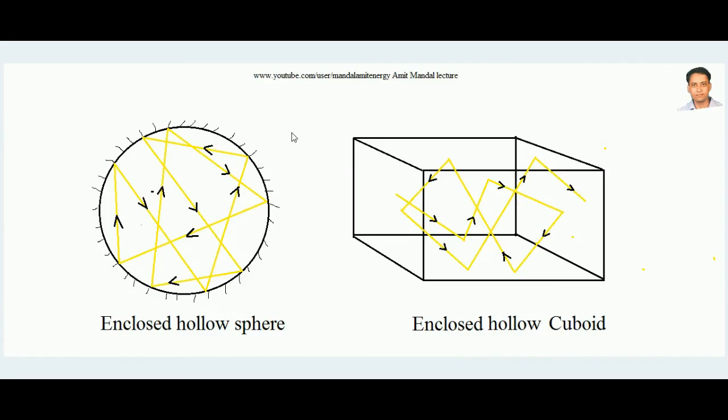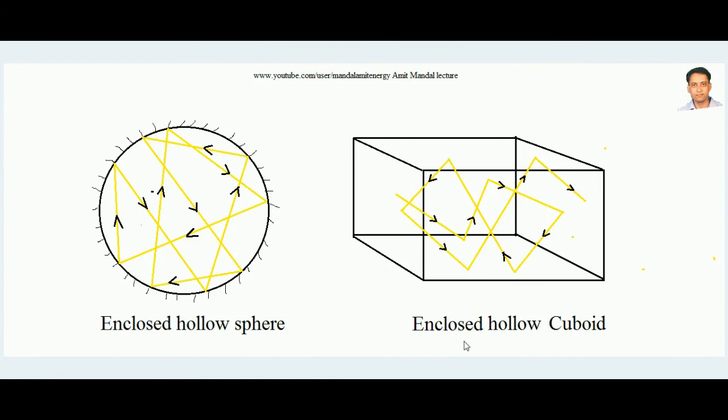Hello students, in this lecture we will learn about the radiation exchange within enclosed surfaces. Now what is an enclosed surface? Suppose this is a hollow sphere. The radiation exchange happening on the inside surface of this hollow sphere, you can consider as radiation exchange within an enclosed surface, because the inside surface of this hollow sphere is fully enclosed. Radiations cannot go outside the sphere.